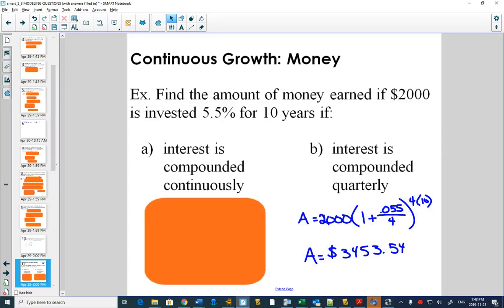If you did that for 10 years, your $2,000 would turn into $3,453.54. Now, if they paid you interest continuously, every millisecond or even more, your bank account would get a little bit of money added. And the next millisecond, you'd make a little bit of money, plus you'd make a little bit of money on that little bit of money. How big is this number going to be?